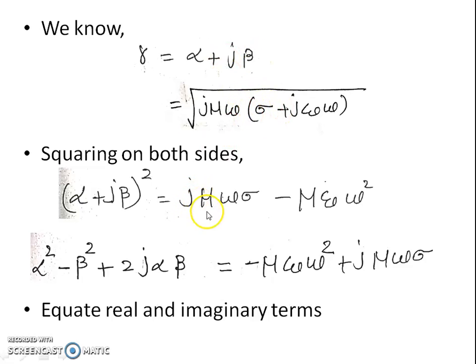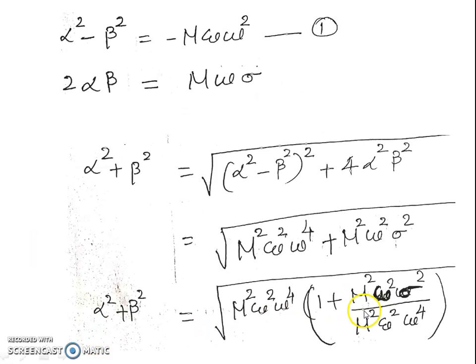So we get j mu omega sigma minus mu epsilon omega square. From this we can write alpha plus j beta the whole square in the form of a plus b the whole square. So we get alpha square minus beta square plus 2j alpha beta is equal to minus mu epsilon omega square plus j mu omega sigma, and equate the real and imaginary terms.